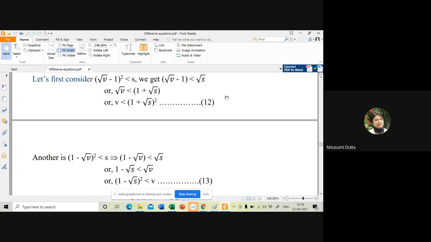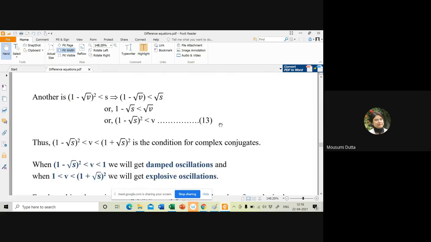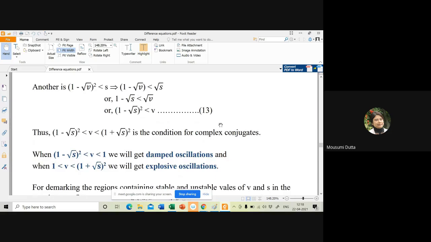So equation number 12 is understandable, and then you check the other one, 1 minus root v whole square less than s. And please check whether you are getting equation number 13 out of that. Got it. Okay.